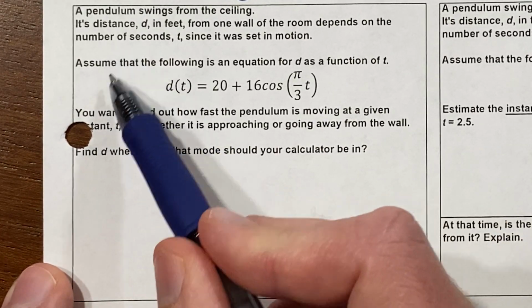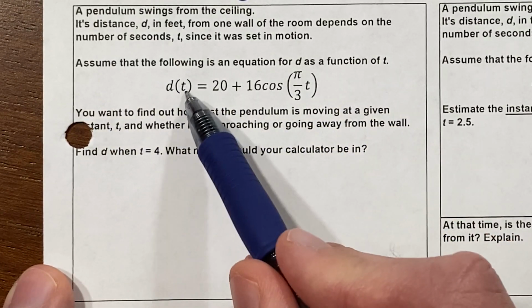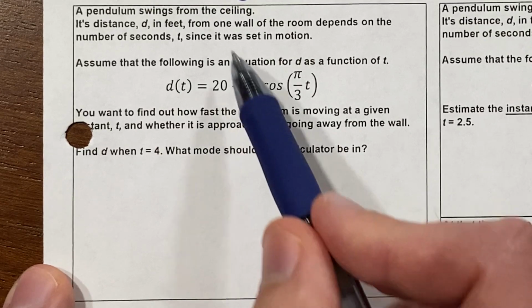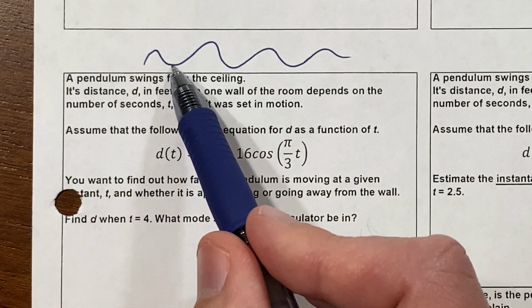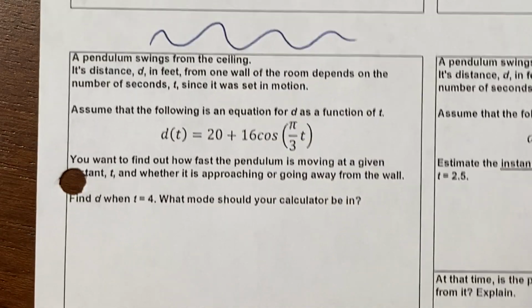All right, so we have this. Assume that the following is an equation for D as a function of T. So that's the time, that's the distance from the wall. So it's going to be getting close to the wall, then going further away from the wall, getting close to the wall, further away, that kind of stuff, okay?